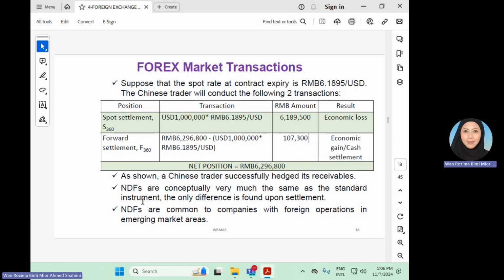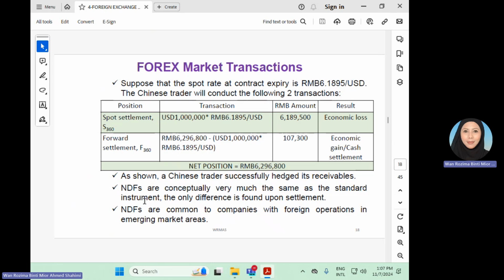So basically, as shown, a Chinese trader successfully hedged its receivables without using the conventional forward rate. NDFs are conceptually very much the same as the standard instrument. The only difference is found upon settlement. Why is that? Because you have to wait until we know the spot rate at that time, then take the difference. NDFs are common to companies with foreign operations in emerging market areas.